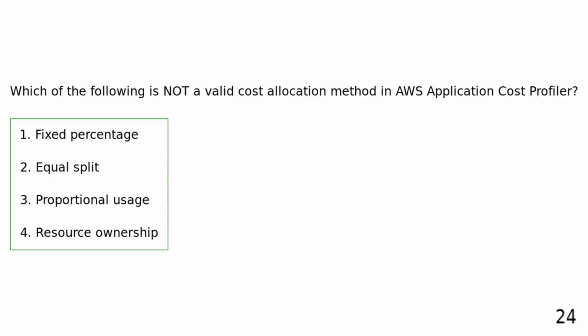Which of the following is not a valid cost allocation method in AWS Application Cost Profiler? Fixed percentage. Equal split. Proportional usage. Resource ownership.